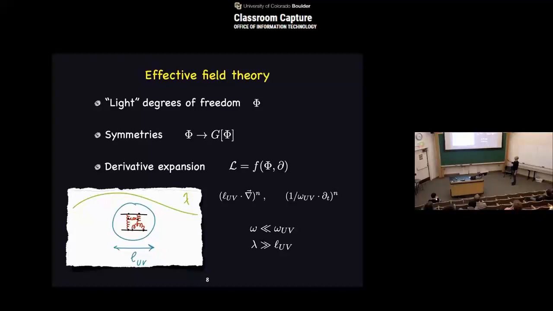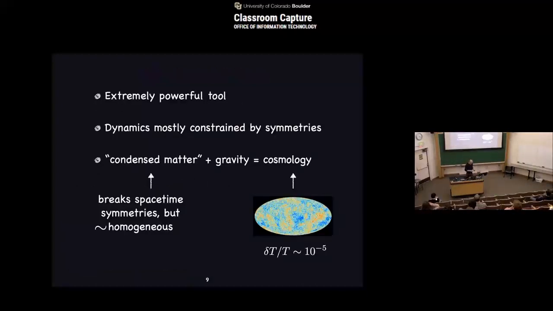And so even though these effective Lagrangians have formally infinitely many terms, in practice, at any finite order in this expansion, only a few of them will matter. And so it has proven to be an extremely powerful tool in particle physics, and it's because the dynamics that you can write down in these ways are extremely constrained by symmetry.